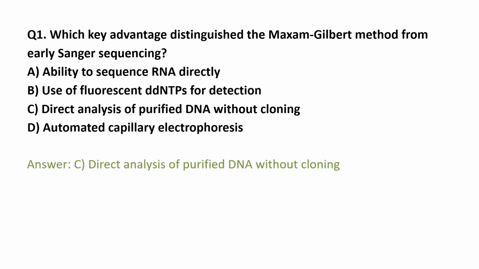So the answer here is direct analysis of purified DNA without cloning. The Maxam-Gilbert method allowed sequencing directly from purified DNA without requiring any cloning or amplification. In contrast, the early Sanger sequencing required cloning to produce single-stranded DNA for sequencing, and it is one of the important advantages of the Maxam-Gilbert method over the early Sanger sequencing techniques.